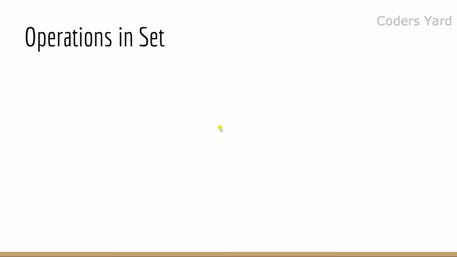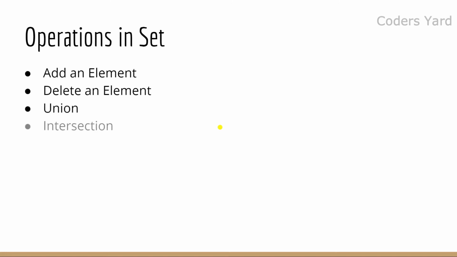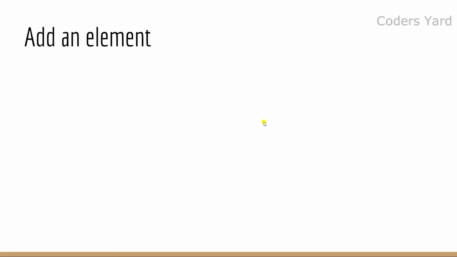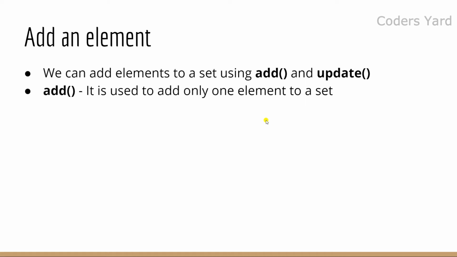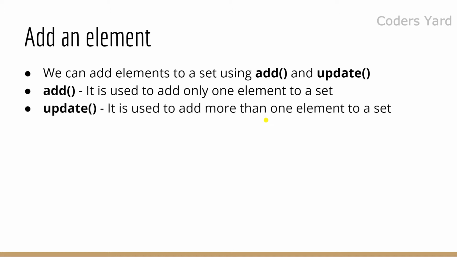Now we will see some operations in a set, that is adding an element in a set, deleting an element in a set, and what is a union, intersection, and difference in a set. We will see them one by one. How to add an element in a set? To add an element we can use two functions, that is add method and update method. If you want to add only one element to a set, you can use add method. If you want to add more than one element or a list to a set, you can use update method.